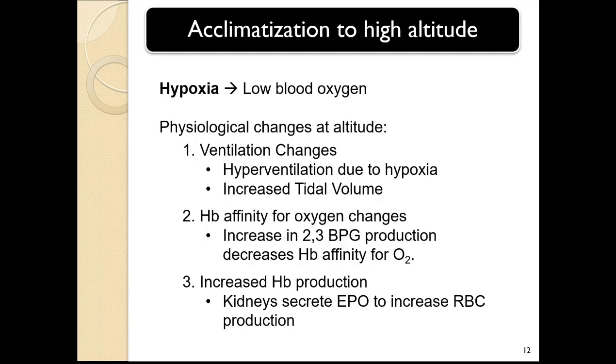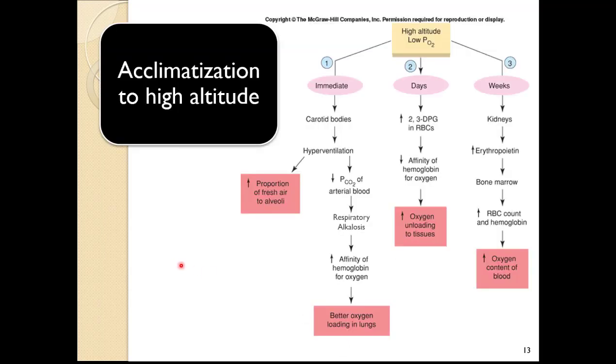So if we take a look at these changes on the next slide here, these are some things that you should be aware of as far as how quickly these three things happen. So let me describe what's happening here. Here we have someone who goes to high altitude. So they go to high altitude, they're now experiencing a low partial pressure of oxygen in the atmospheric air around them, is what this is saying.